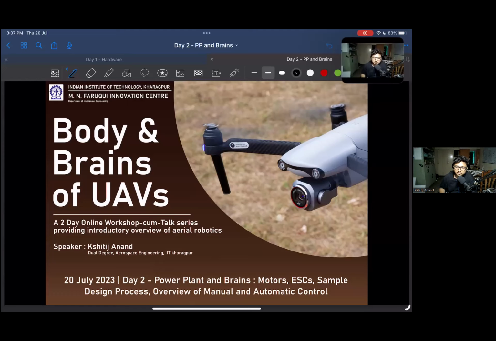So, welcome back everyone for day two of the UAV workshop. And today we'll be carrying over the part that we were supposed to cover yesterday, but we'll quickly cover it today. That's the power plant section. And then we'll move on to an overview of how a UAV is controlled, water control systems, and how does a manual controller look like, and how can you make it an automatic controller. Okay.